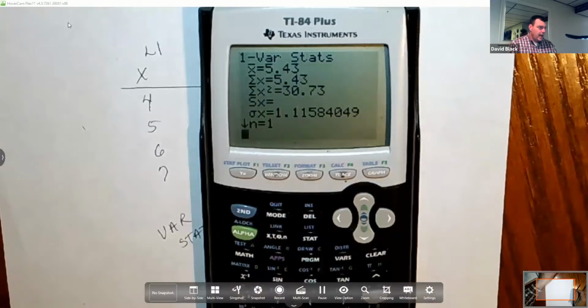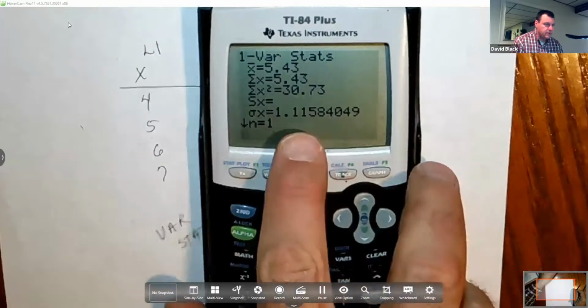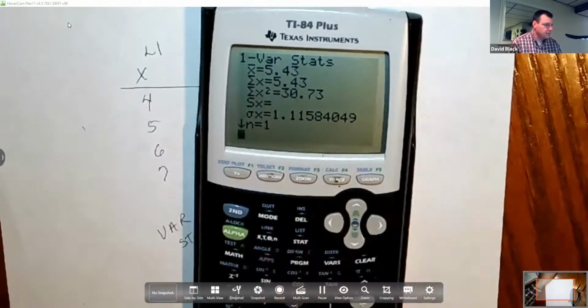So that means on average, there are 5.43 games that are played in the Stanley Cup final with a standard deviation of 1.16. So a typical deviation from that is about 1 game. So in other words, we'd expect a lot of our data values to be like 4, 5, and 6.